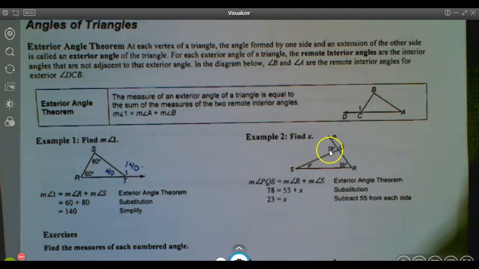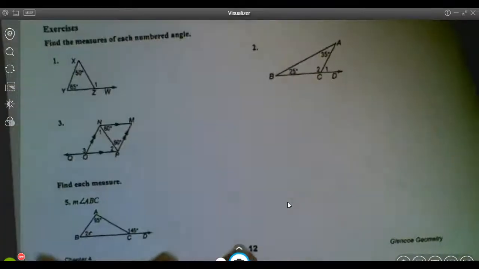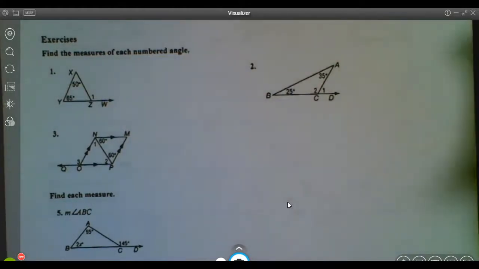Again, on this one, I recognize the exterior angle right here. I know that the exterior angle is equal to the sum of the two interior angles that it's not connected to. So 78 must equal x plus 55. So there's the equation, and then a very simple solve to figure out what x is. Okay, let's try some on our own. Again, if you're taking your own notes, please write down these diagrams before you continue on with the video.